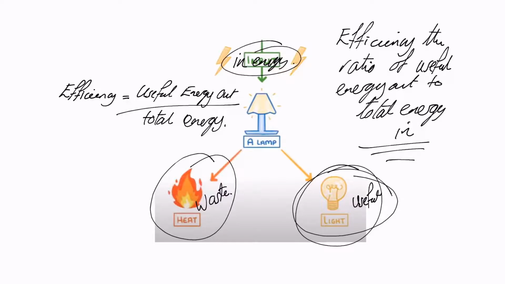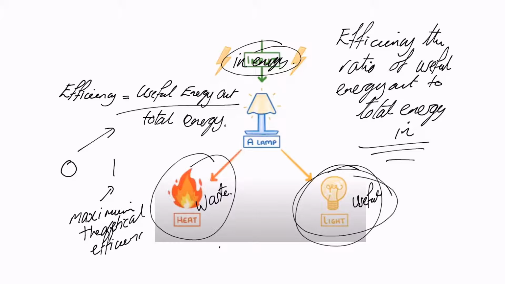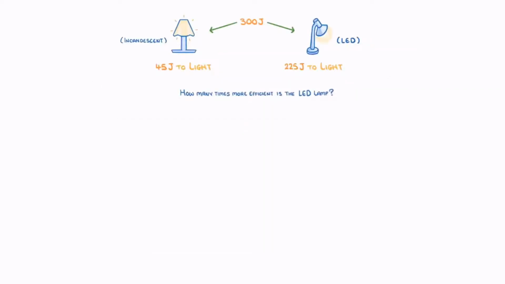Okay, so when you do this calculation, the number has to be somewhere between 0, which means no useful energy has come out, and 1, which means all the energy that you put in has come out. 1 is the maximum theoretical efficiency. You can't get an efficiency equal to that in normal life because normally there's something to do with heat being wasted. Okay, so let's have a look at this example.